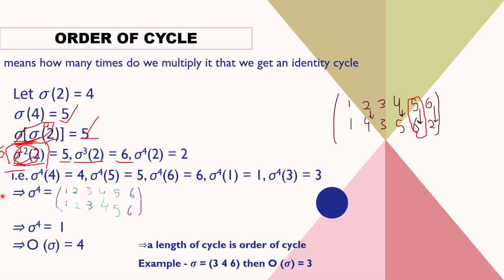Okay, why did I explain this? To make you understand the concept that how many times you perform this operation on the element until you get the identity, that number of times is the order. Normally when you look at a cycle, you see this is the length of the cycle, therefore this is the order of the cycle. So this is a 3 cycle, so its order is 3.